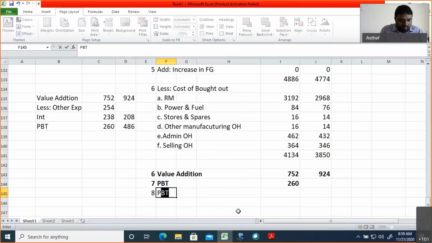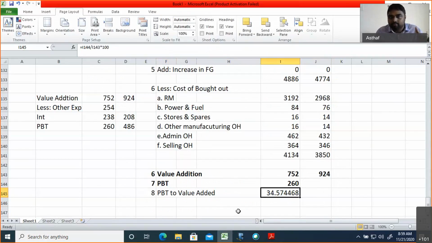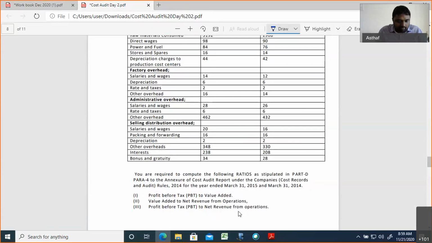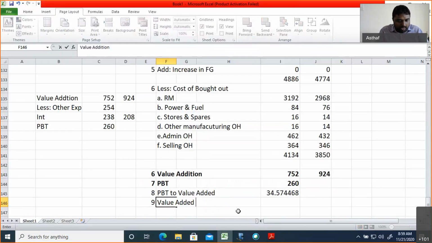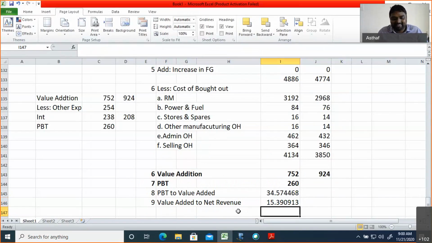PBT to value added. How will it be? PBT over value added into 100. I am doing only for 1 year because we have found the PBT for only 1 year. Next year you can find out. Okay. So next is what? Value added to net revenue. Value added is 752. Your net revenue is here. So you get it. How interesting.